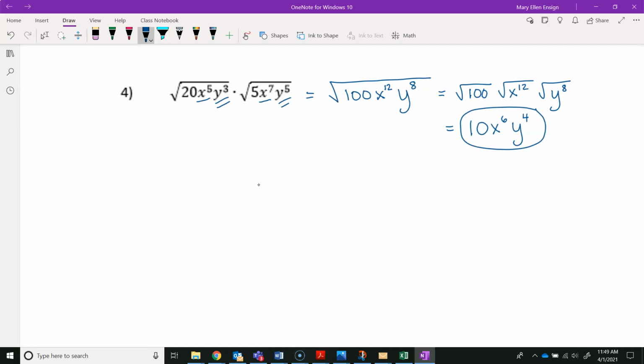But remember that once you've answered that question of what number or what expression multiplied by itself equals whatever you're starting with, then there's no more square root. Okay, so once you've taken that square root, the radical sign goes away.